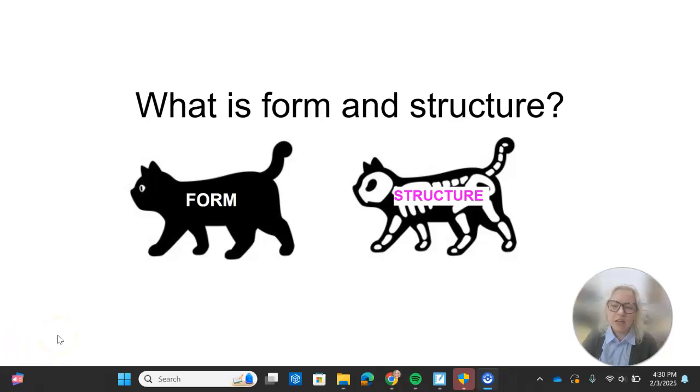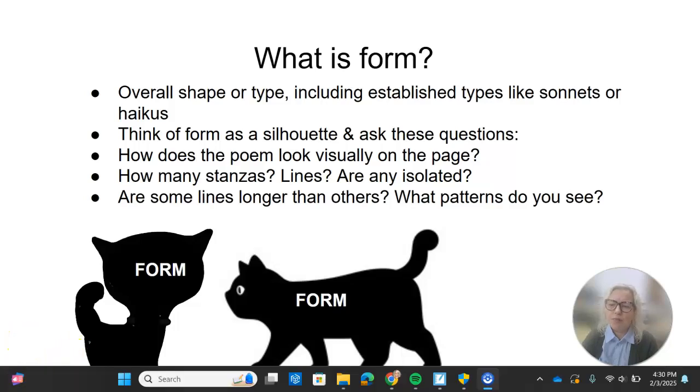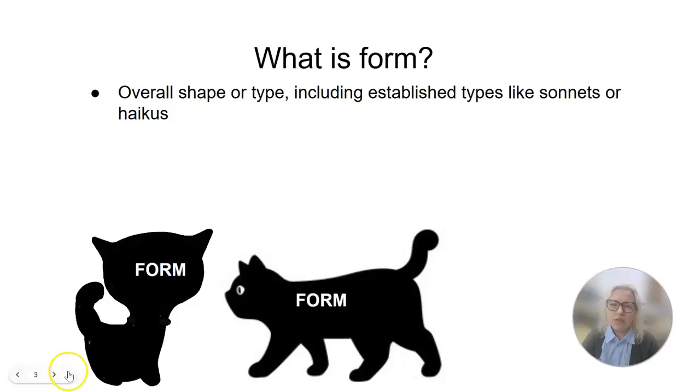And I have a couple of images to help you understand the difference between the two. Form we can think of as a silhouette, and structure we can think of as an X-ray. So let me tell you a little bit more. When you're thinking about form, first of all, what is form? It's the overall shape or type, including established types like sonnets or haikus.